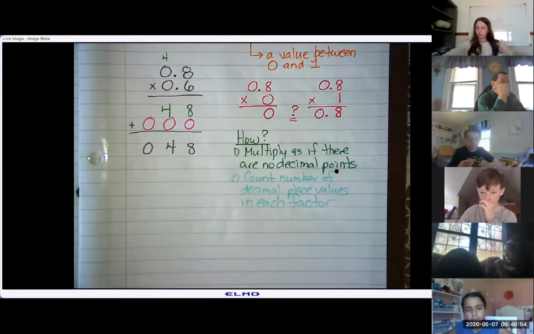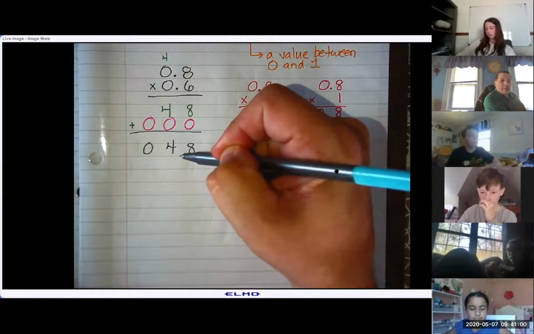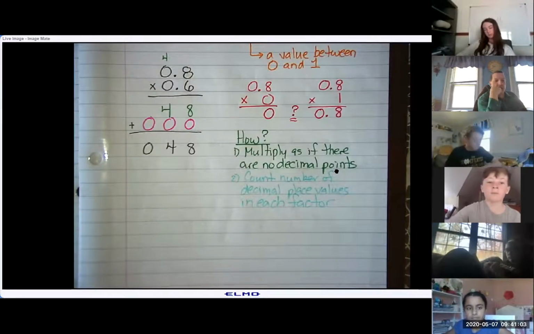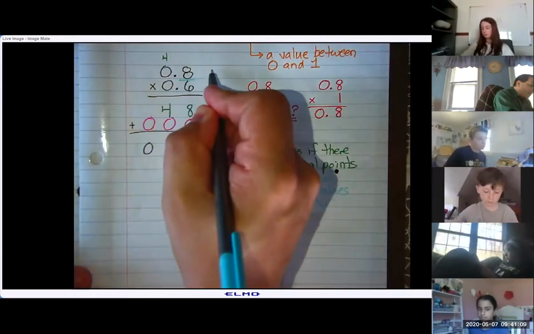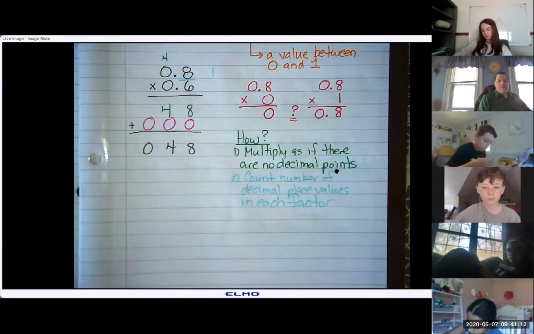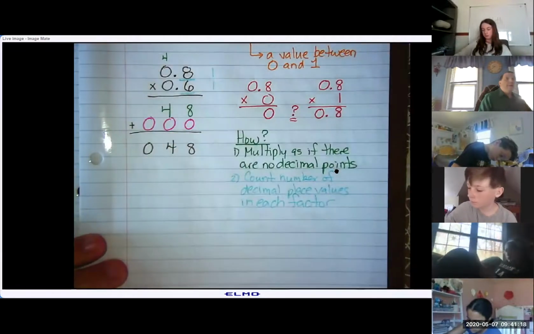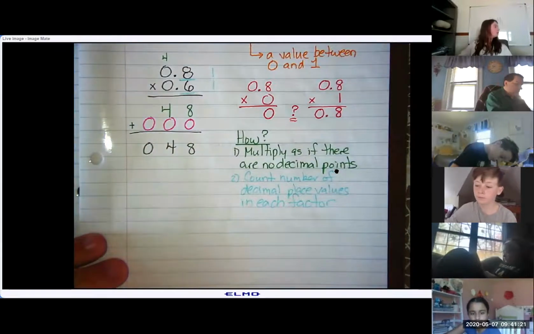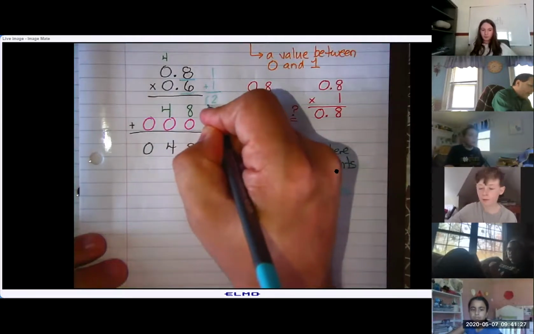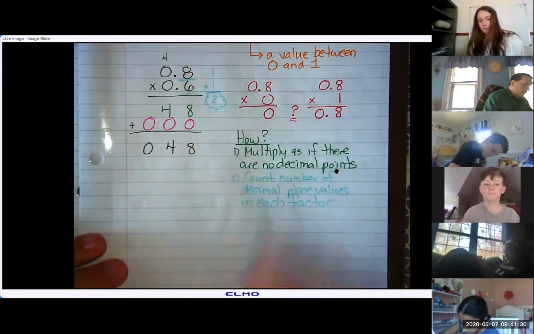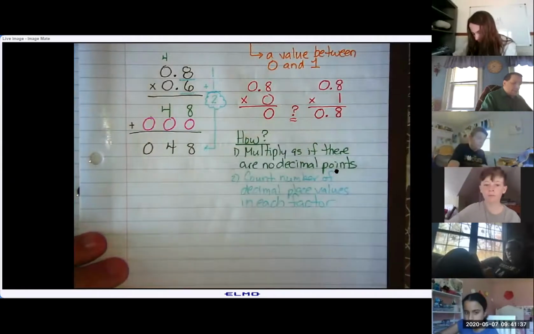Now, if I just brought that decimal point down, where would it go? It would go right here. Remember, I talked about that. When you're multiplying, you don't just bring your decimal point down. How many place values in this factor? 1. How many place values in this factor? 1. What is 1 plus 1? 2. 2 is your magic number for this problem. You're going to use that number to slide your decimal point over.